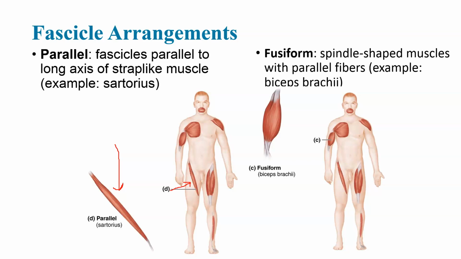Some muscles have a spindle shape, and these are called fusiform. So the biceps brachii, it has two heads, two origins, which you can see here, but the muscle overall is spindle shaped. So this shape is called a spindle shape. Looks a little bit like a seed.